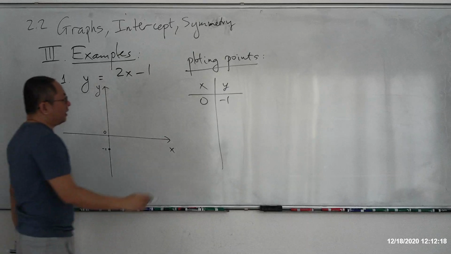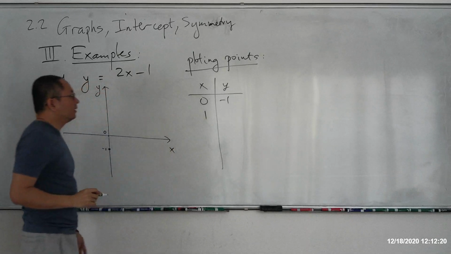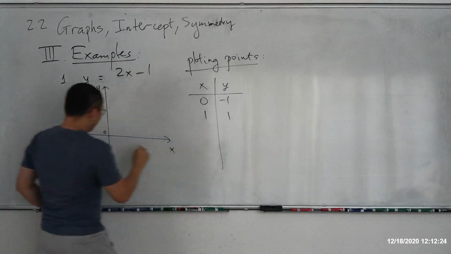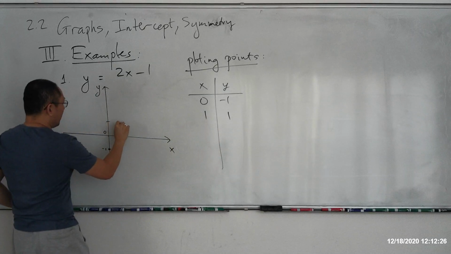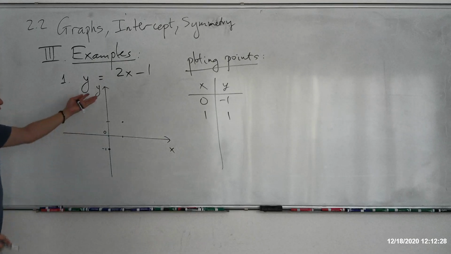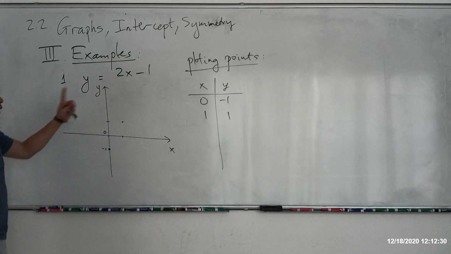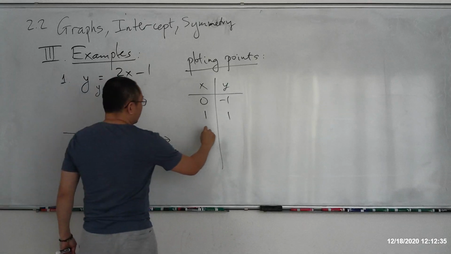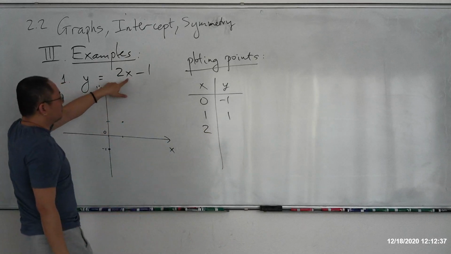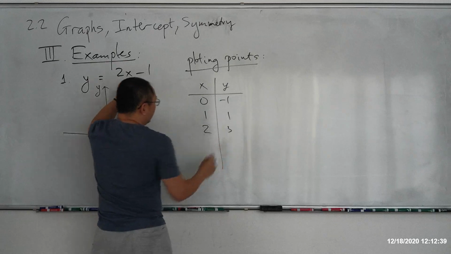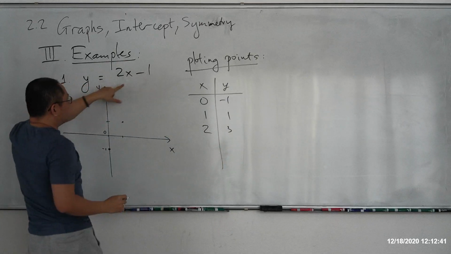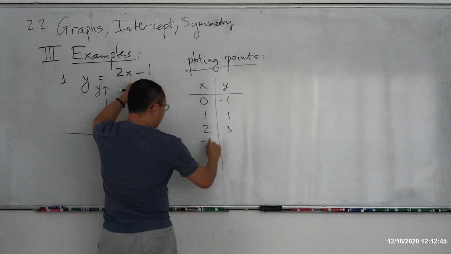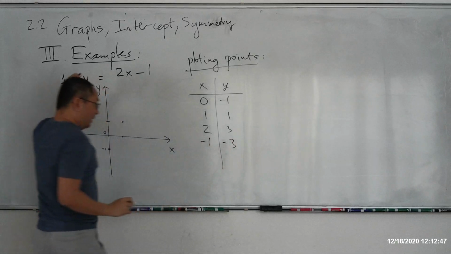Okay? Try another point. Say x is 1, and 2 times 1 is 2, minus 1. I get y is 1. The point (1, 1) will be on the graph. Since I know this is a line already, technically I only need 2 points to graph a line, but let's get some more. Say x equal to 2. 2 times 2 is 4, minus 1, I get 3. Try some negative number. x is negative 1. 2 times negative 1 is negative 2, minus 1 is negative 3.